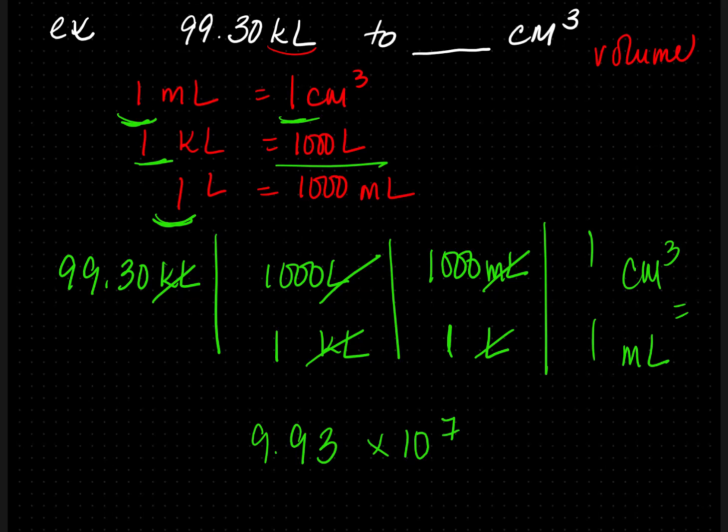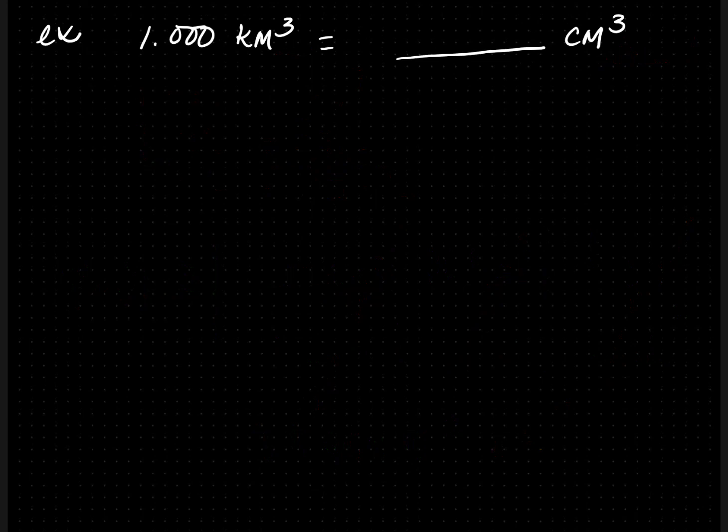Now I need to go back and do sig figs. Conversion factor doesn't count. There are 4 sig figs. There's a decimal significant digit in front, so this 0 is significant, so all are significant digits. My answer only has 3, so I need to put a 0. And then the last thing I need to do is make sure I have proper units. Pause the video, try this problem on your own, and check your answer.